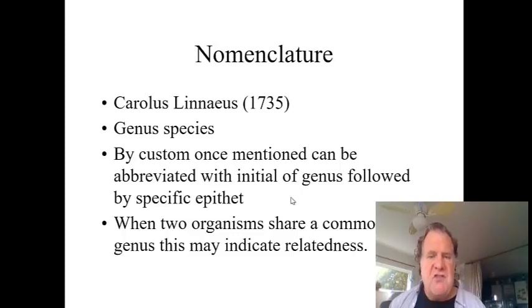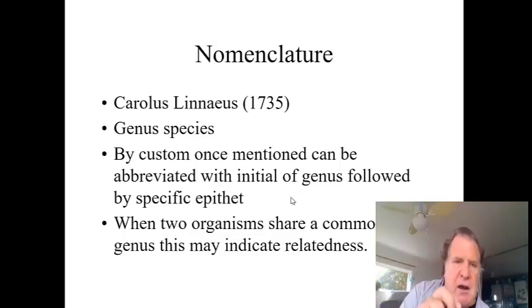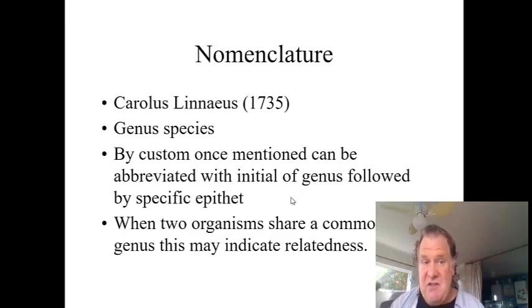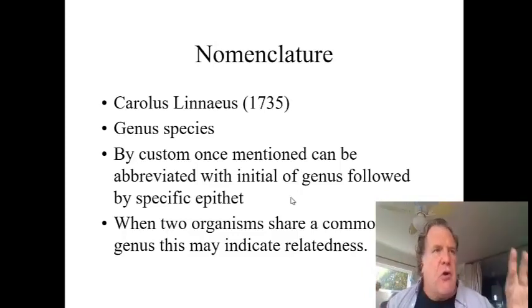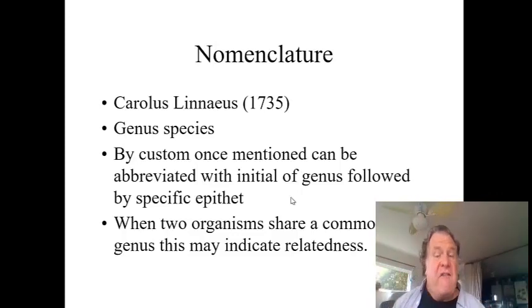When two organisms share a common genus, this may indicate relatedness. What I mean by relatedness is not only do they look the same, but their genes may be the same, their biochemistry may be the same, the action may be the same. So if one of these genus is susceptible to an antibiotic, another one may be. That's really powerful, because once we identify an organism and it's related to other organisms, we know a whole bunch of stuff, probably, about that organism because we know what it is.